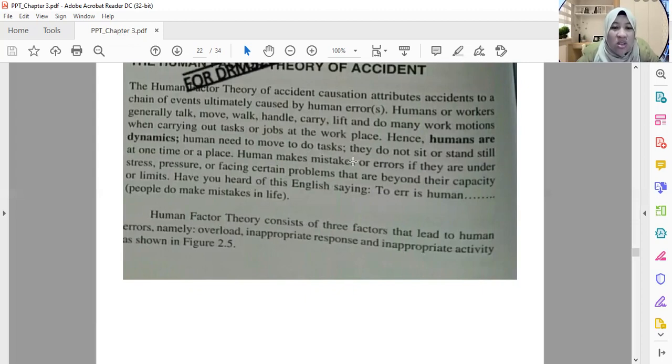They do not sit or stand still at any time or place. If you are not moving, it means you are dead. Kalau you tak gerak, mana you mati lah. So humans make mistakes or errors if they are under stress.